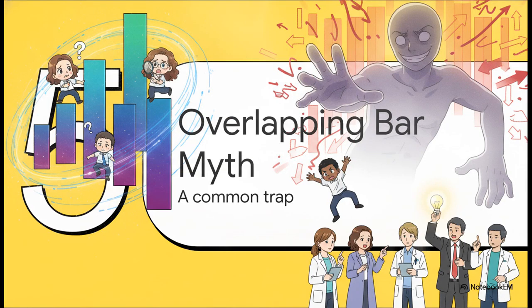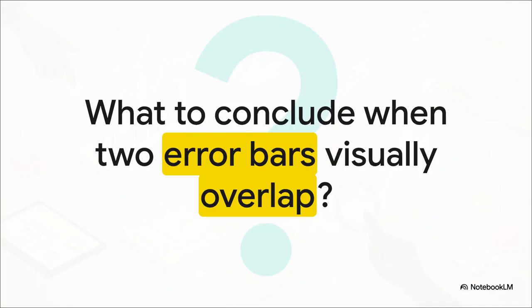Finally, let's tackle Section 5, the overlapping bar myth. We are ending on a trap that catches absolutely everyone, from casual readers to veteran scientists. Have you ever looked at a graph, seen two error bars overlapping, and just instantly assumed, well, there's no statistically significant difference there? It is completely human nature. Our eyes see the zones touching and our brains go, yep, they're the same. But statistically speaking, that quick visual shortcut is actually deeply flawed.